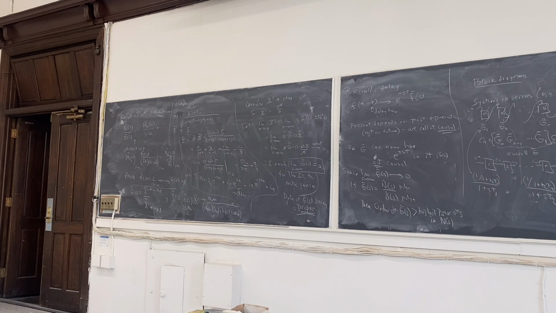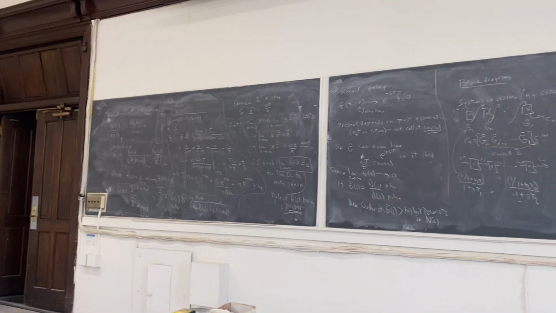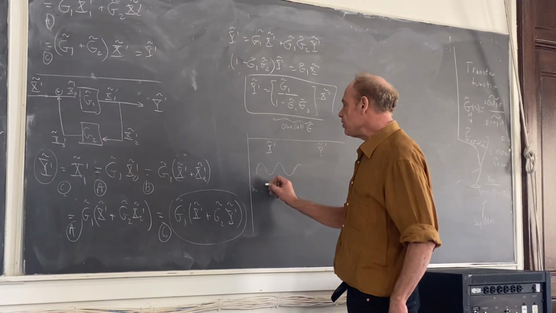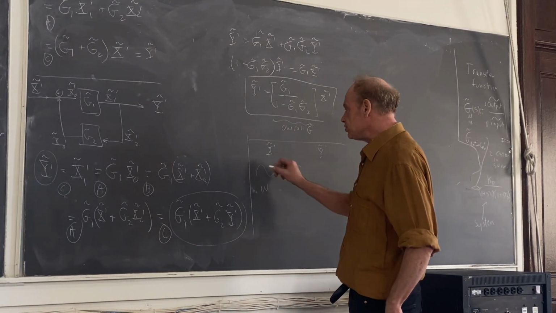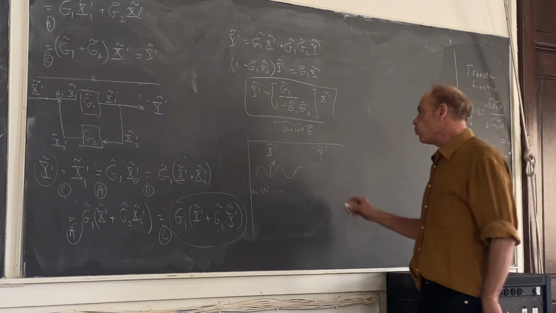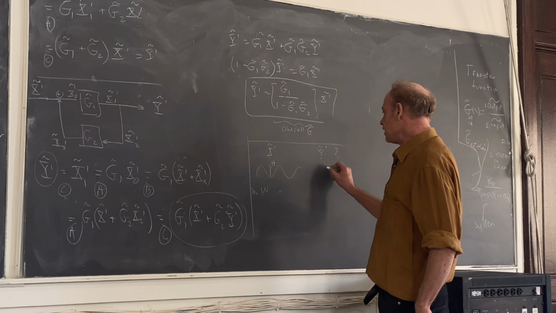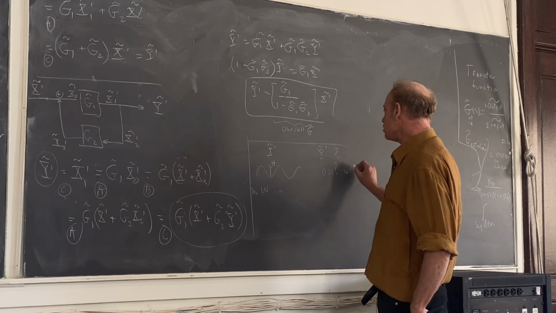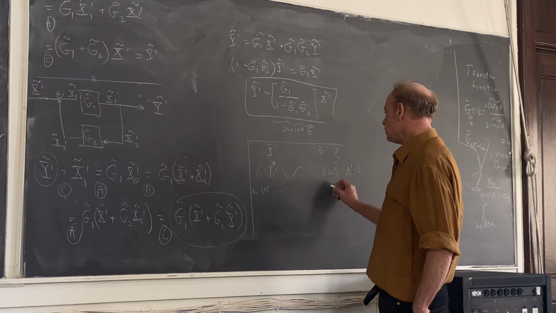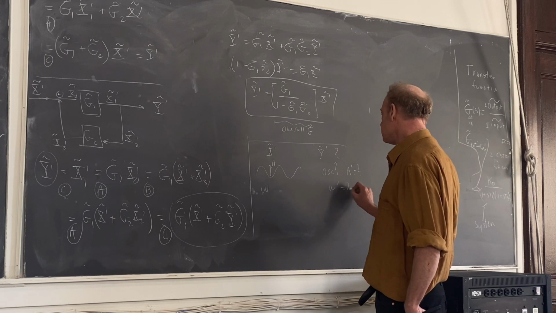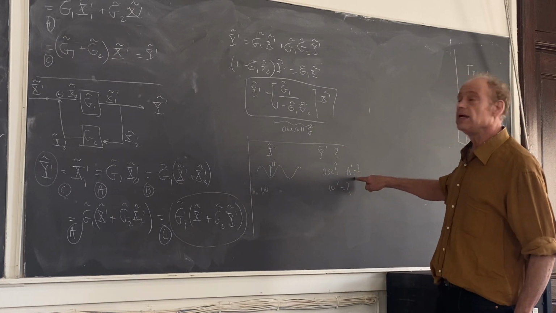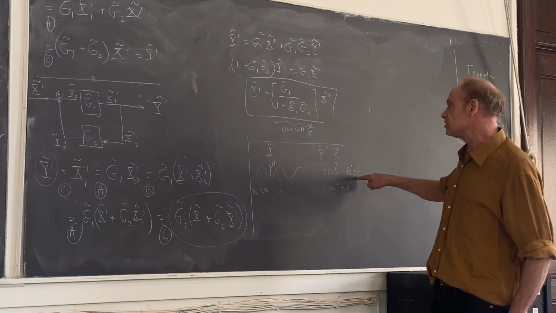The question, if I have x prime tilde, and here I have y prime tilde, if x prime tilde oscillates with some frequency omega and some amplitude a, what does y prime do? Does it oscillate? If so, what is omega prime? What is the new amplitude? What is the new frequency? So if I have an input that has a certain amplitude and frequency, what is the output? Does the output oscillate? If so, what's the new amplitude?